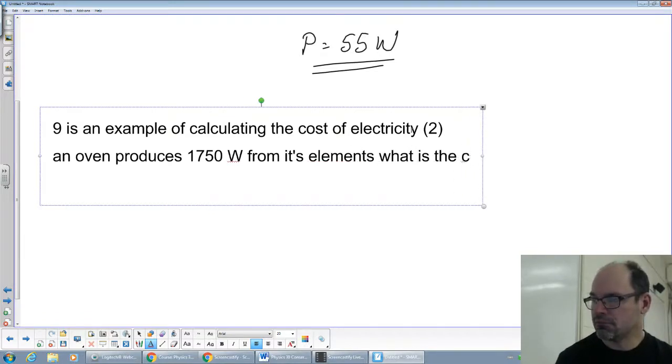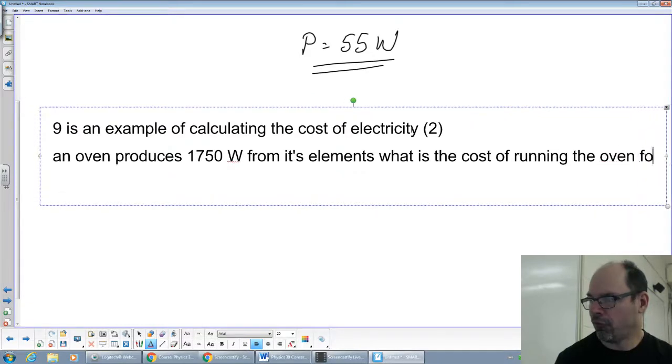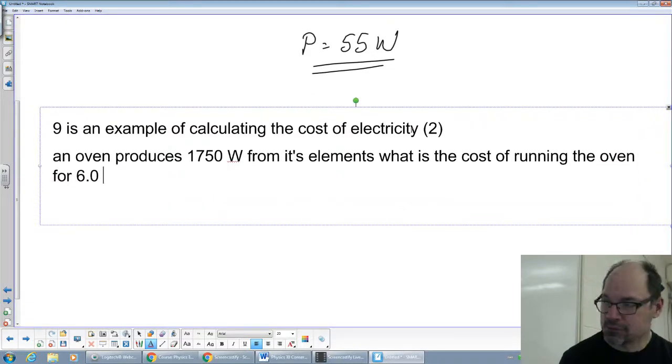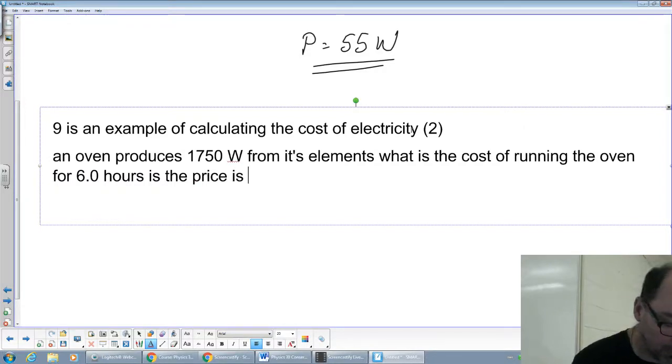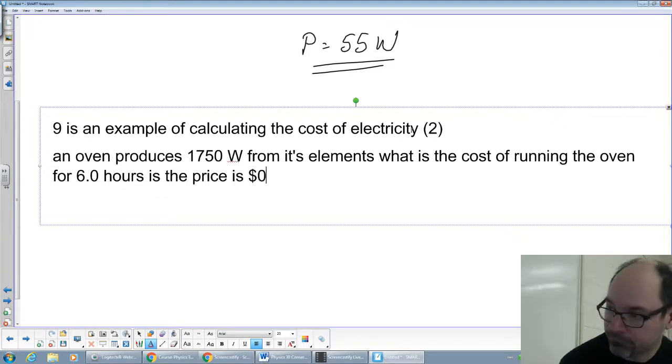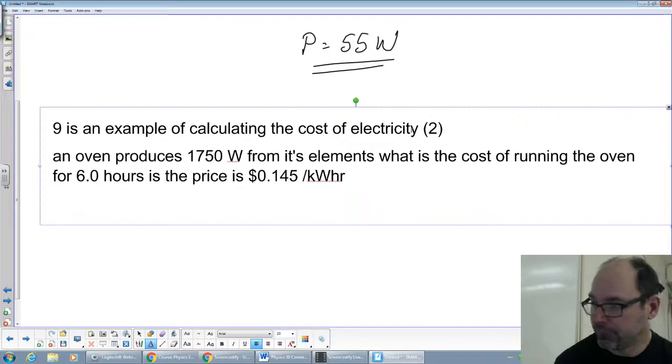The cost of running the oven for 6 hours. The price is 14.5 cents per kilowatt hour. So you can try that one. And that's our last quiz question.